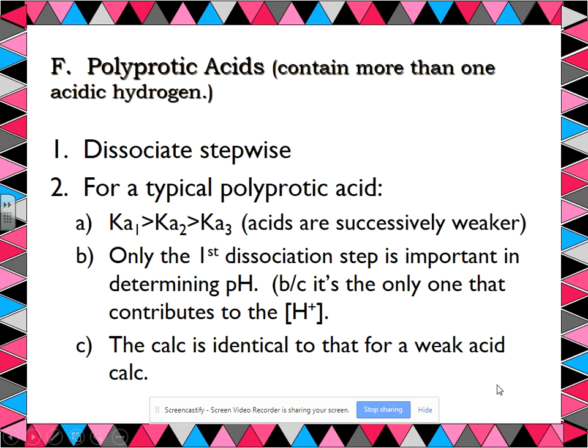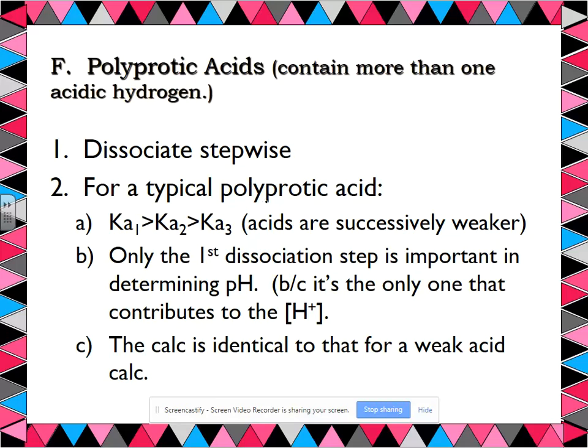This screencast is on acid-base equilibrium calculations involving polyprotic acids. Now remember, a polyprotic acid is an acid that contains more than one acidic hydrogen. Remember, these acids dissociate stepwise, so one hydrogen at a time.